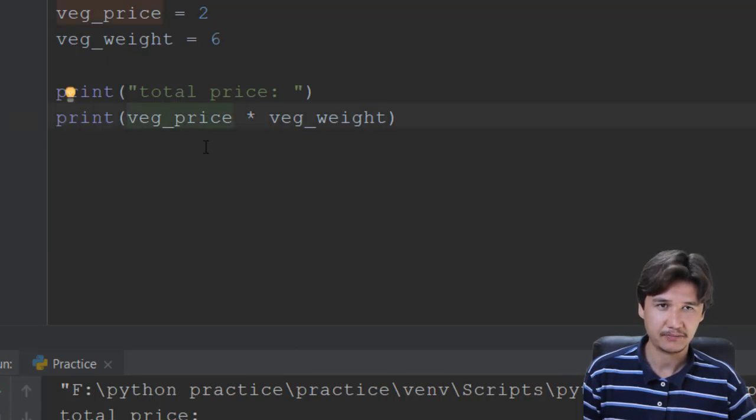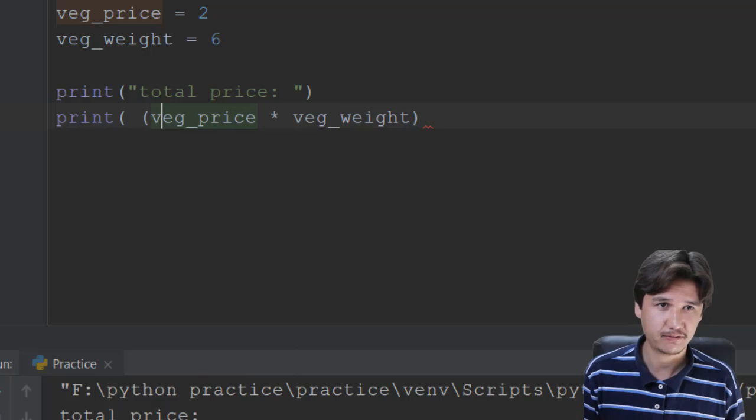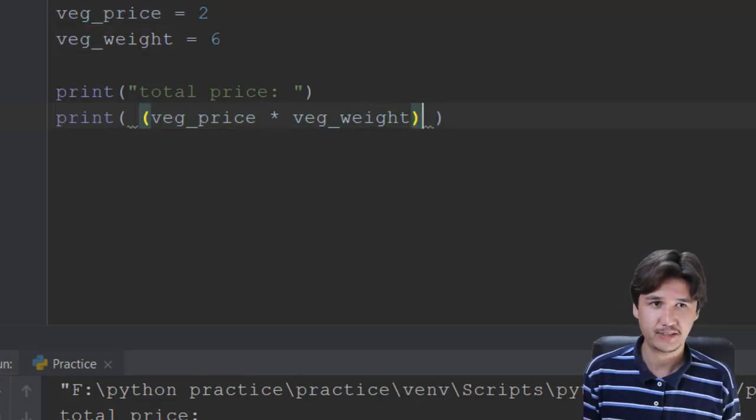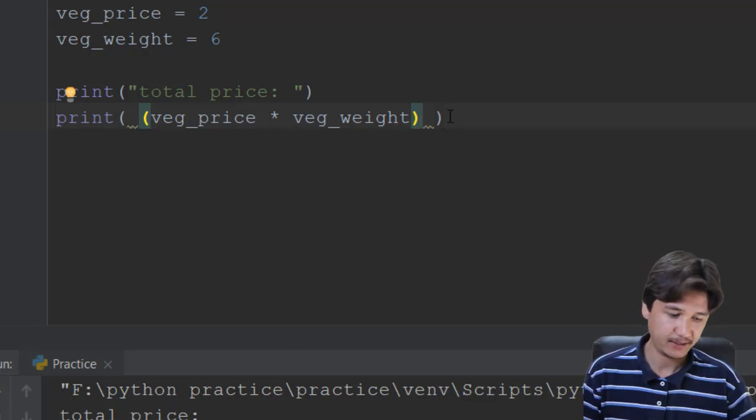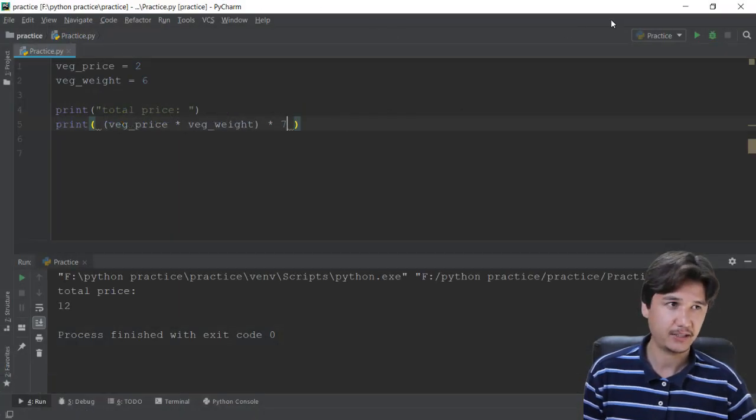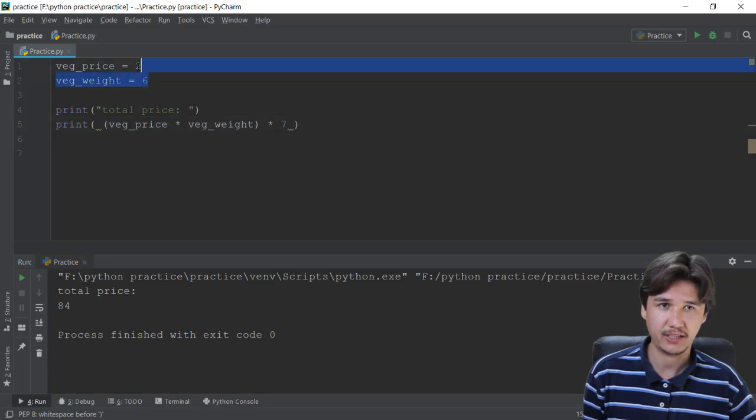Either I can make first bracket and second bracket, and we write the weight with the vegetable price, and then we multiply with 7. And now when we run the program, you will see that we get the total price. Why? We have multiplied 7 times with 12. Now 12 multiplied 7 times will be 84.